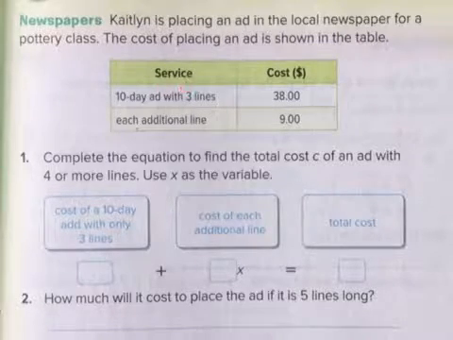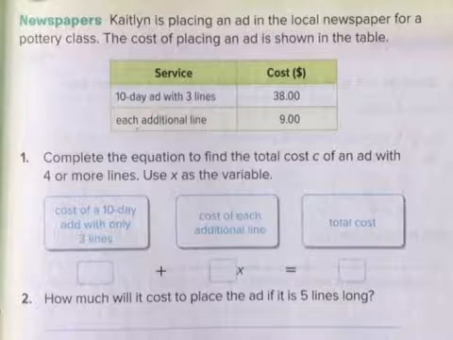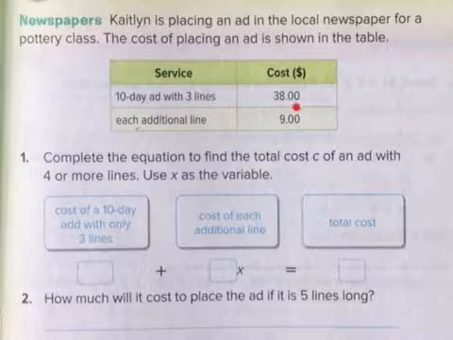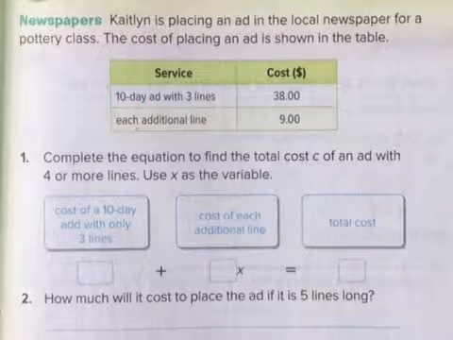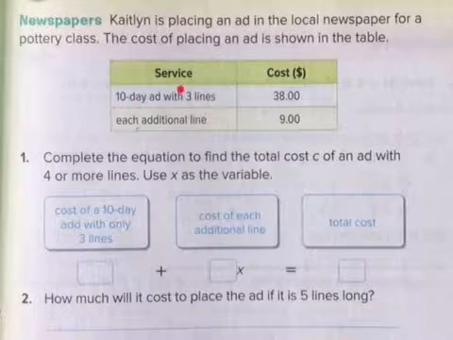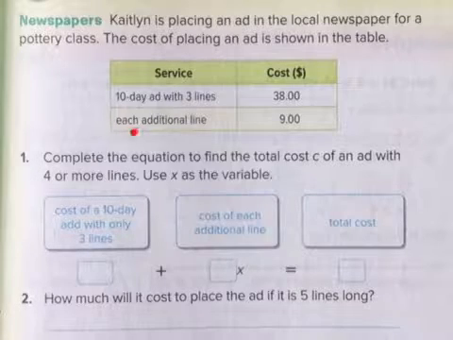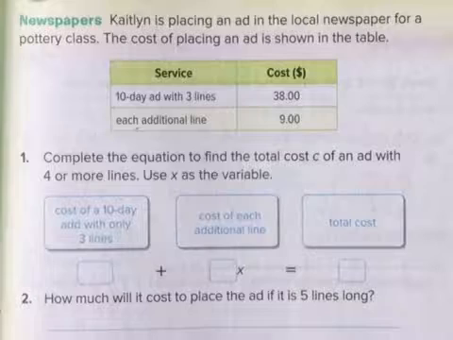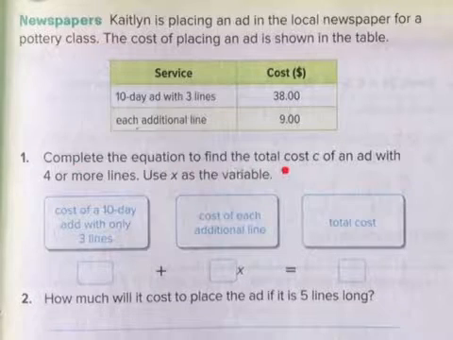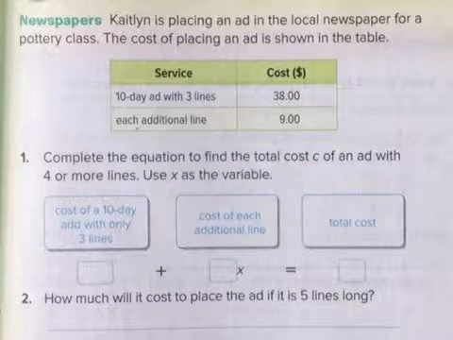So the service they're providing is a 10-day ad with only 3 lines. It's $38. So you can put up the advertisement for 10 days for $38, but it can only have 3 lines. Any additional line is going to cost $9 each. Complete the equation to find the total cost C.